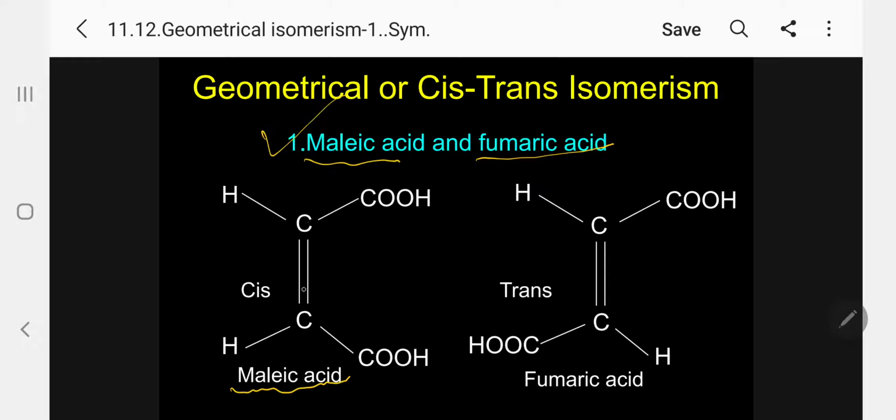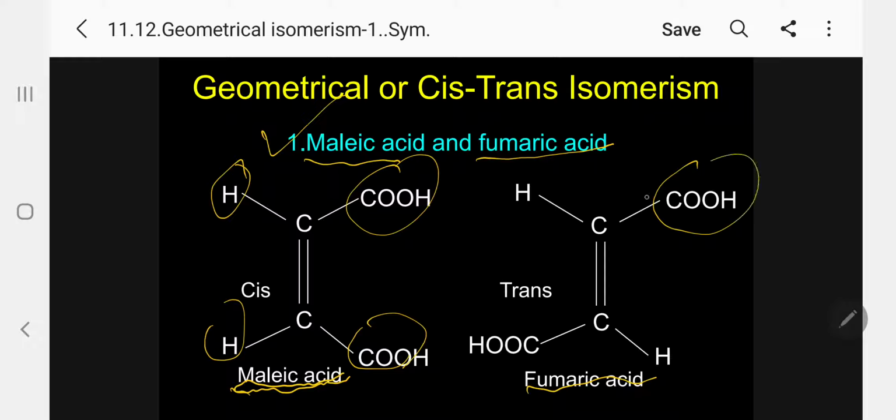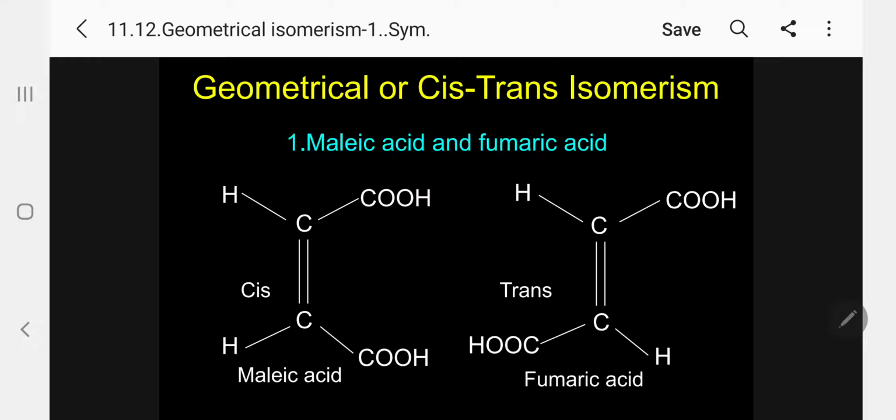That means around carbon-carbon double bond, left side hydrogen and right side COOH. That means the COOH on the same side. So it is called maleic acid. Please remember M first. The sound is same. That meaning you can remember this. Maleic acid. The other case, fumaric acid, the opposite side, COOH opposite, hydrogen opposite, it is fumaric acid. Kindly follow. It's a common name.